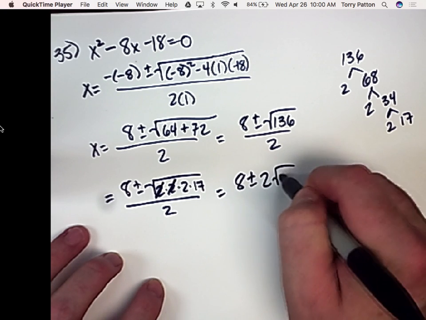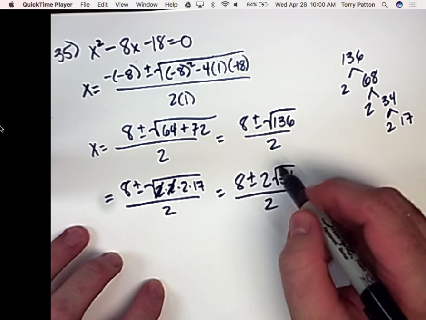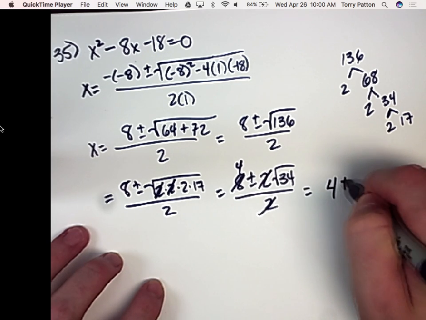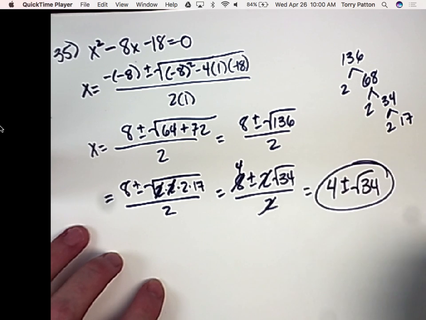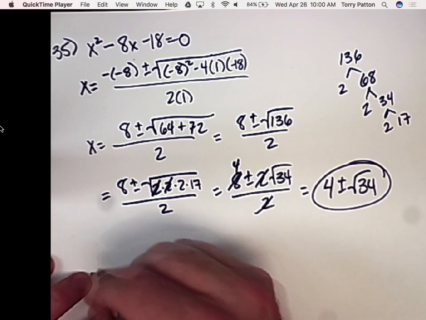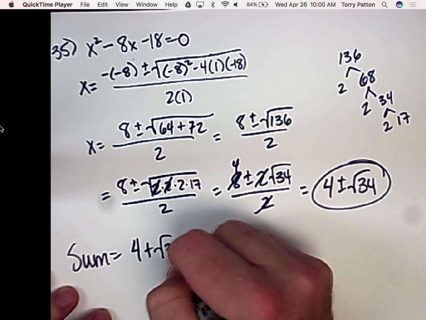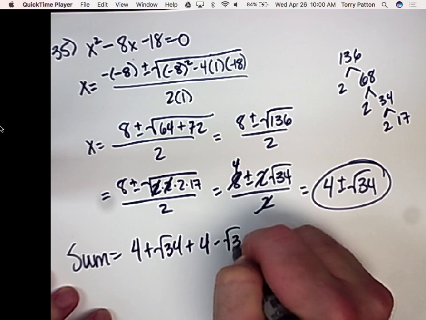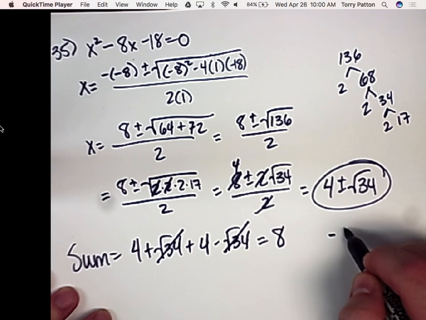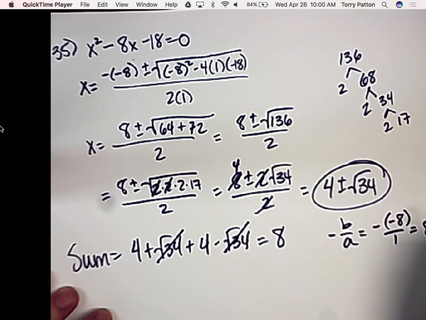These are stuck. And you can reduce the outside numbers if all three are divisible by 2, so that becomes 4, 1, and 1. So 4 plus or minus the square root of 34 over 1. Okay? Then to check it, the sum is easy. It is 4 plus the square root of 34 plus 4 minus the square root of 34. That's 8. And negative b over a would be negative 8 over 1, which is also 8.